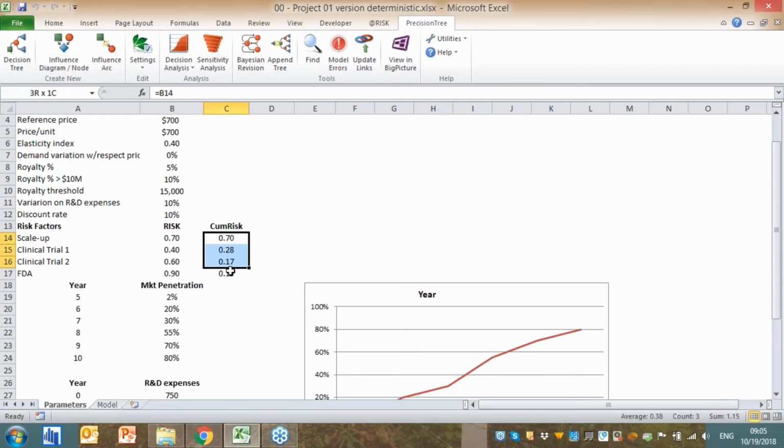And as you can see over here, these are going to be the cumulative probabilities, 70%. But then for clinical trials 2, this is only 28%, because it is the previous probability, 70% times its respective probability of 40%.